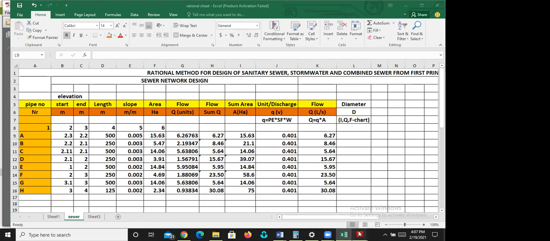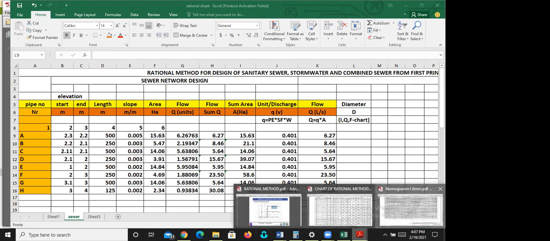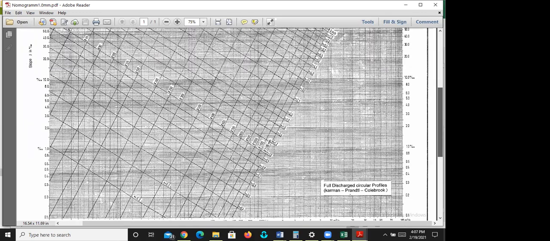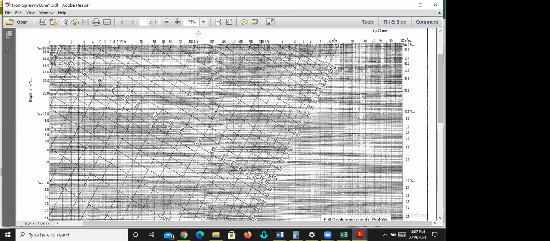So when we go to our chart now, this chart is in flow in meter cube per second or liter per second. Meter cube per second and liter per second are the same thing. Why you are seeing this here is that if you recall, 1,000 liters is equal to 1 meter cube. So here you see 1,000. The next thing you see is 2,000. So these two here is actually 2,000 liters per second, which is now meter cube per second. On the vertical axis, you have the slope in per mil, per thousand.